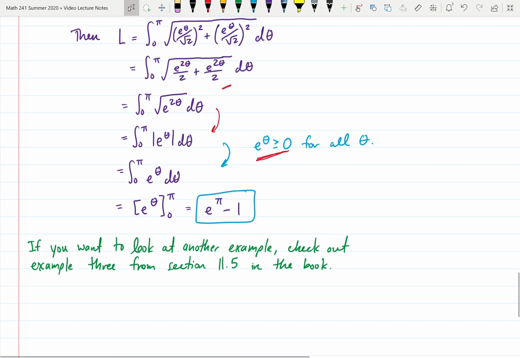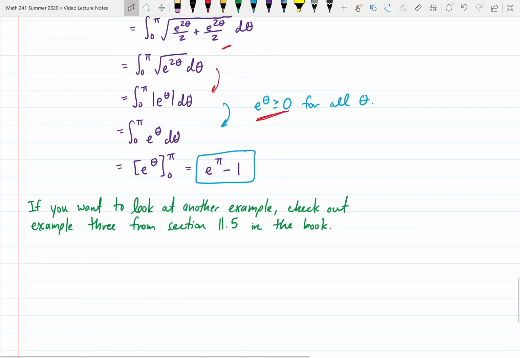So again, if you want to look at another example of arc length, just open your book. You can check out example 3. It's outlined really well in the book. I didn't see any point in me just going through the same example that you could already get in the book anyways. So now you should have 2.